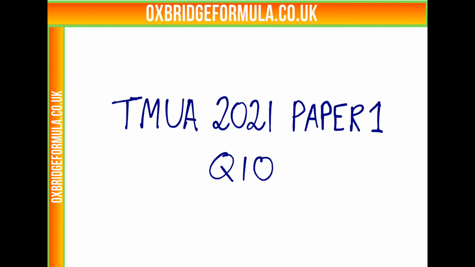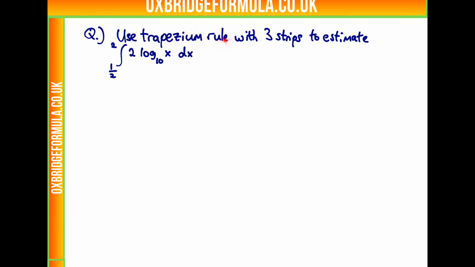This is TMUA 2021, Paper 1, Question 10. We're asked to use the trapezium rule with 3 strips to estimate the integral of 2 log base 10 of x from half to 2. Okay, so what is the trapezium rule formula for a general function y?